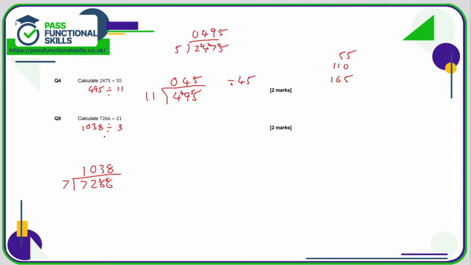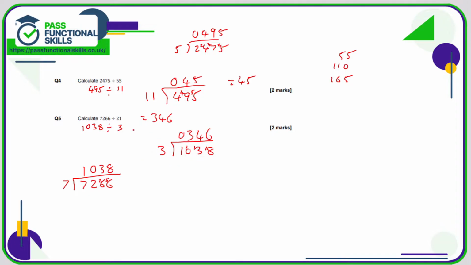7,266 divided by 21 is the same as dividing 1,038 by 3, and now we've got a much easier division method. 1 divided by 3, 0 carry 1, 10 divided by 3 is 3, remainder of 1, 13 divided by 3 is 4, remainder 1, 18 divided by 3 is 6, and we are done, so 346.